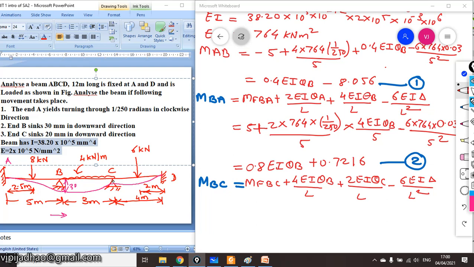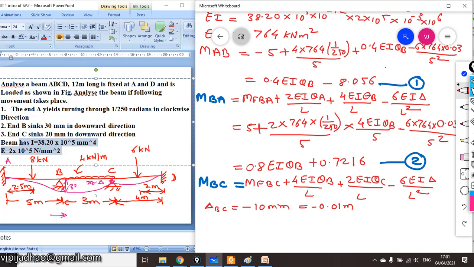Okay, so the final delta C here is again 20 mm. So the final sinking of support B is only 10 mm. Therefore for this particular case, for span BC, delta BC is equal to minus 10 mm, or minus 0.01 meter.